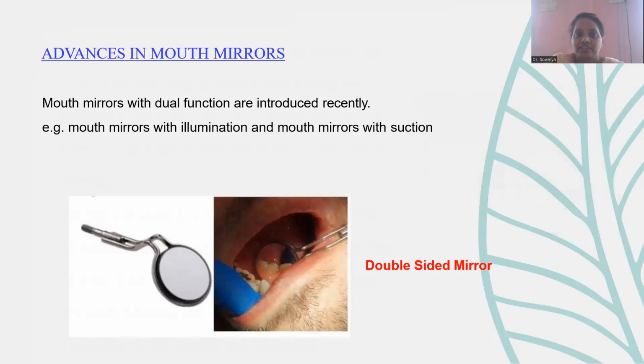Next, coming to the advances of the mouth mirrors. Mouth mirrors with dual function are introduced recently. Example, mouth mirrors with illumination and the mouth mirrors with the suction. See, in the picture, we can clearly see that the mouth mirror handle is usually thicker in size. They are double-sided mirrors.